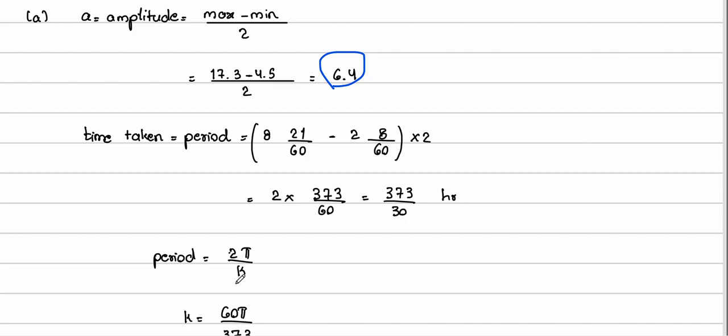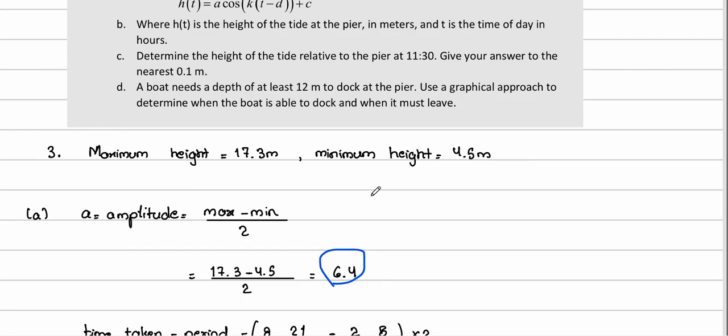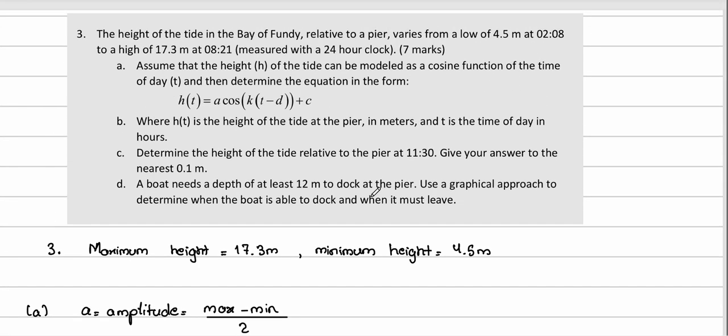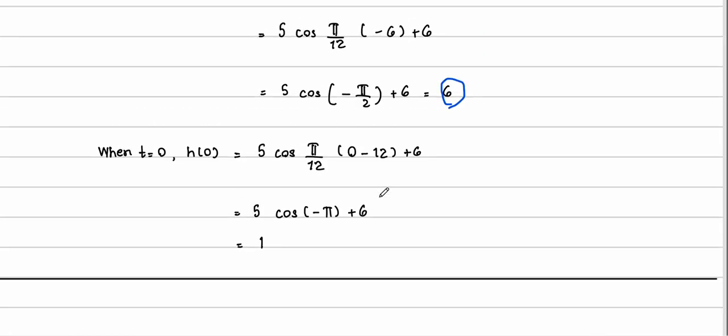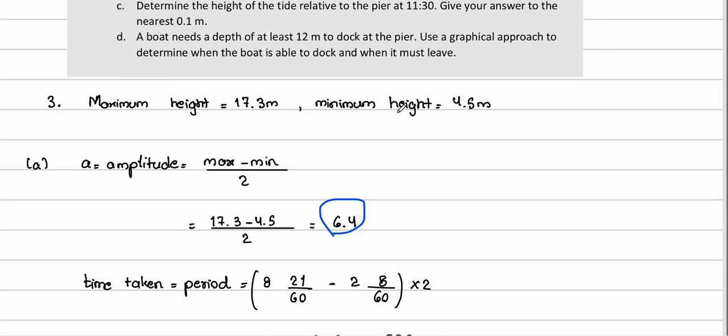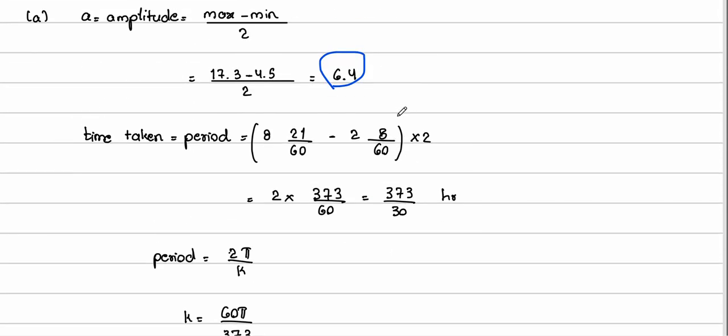Time taken. So to consider the period, in order to find the value of k, we need to know the period. Since in the question the period is not given, as we did on the last two questions, we need to find the period itself. Time taken is equal to the period. So it's going to be 8 hours.